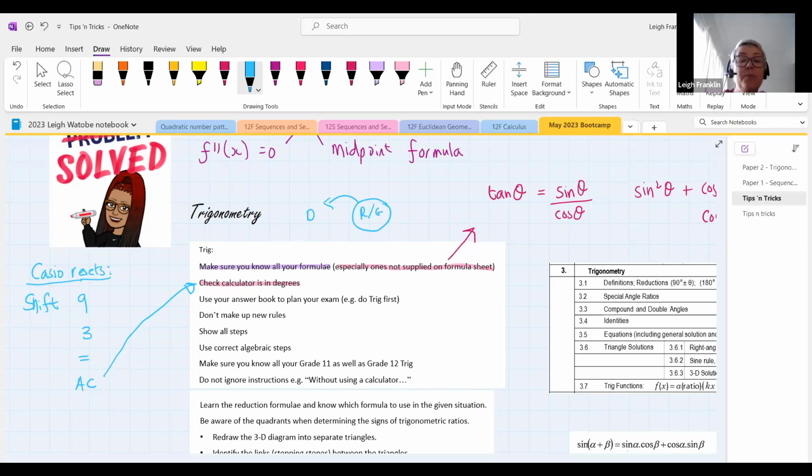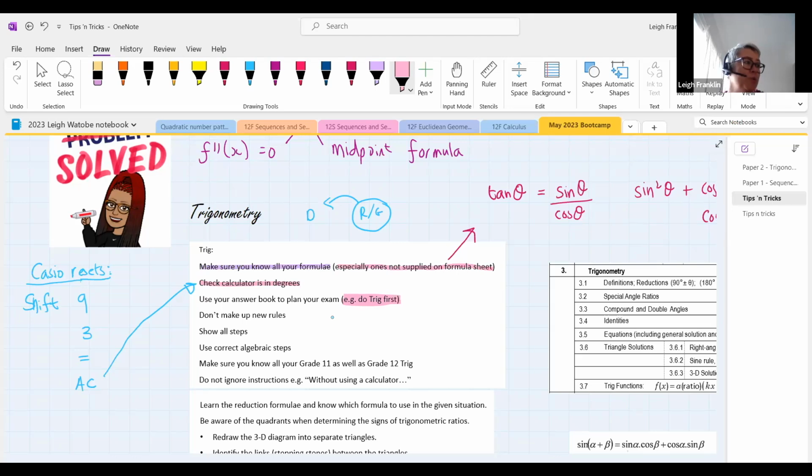Okay, so the other thing that you should also give a lot of thought to is how you plan for your exam. For example, because trig is the biggest section, make sure that you go and do your trig first, right? In maths, really, the idea is to find the questions that you feel competent with and you think you know how to answer and go and answer those first. Right, and then come back to the things that you don't know.